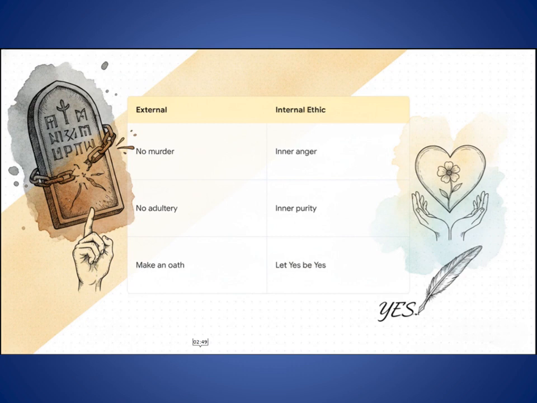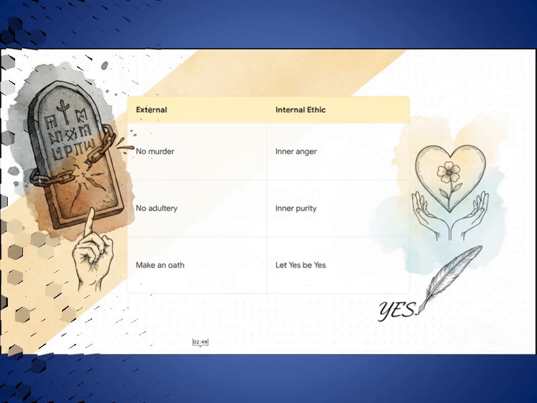Where the old rules said, do not murder, Jesus steps in and says, actually, you need to deal with your inner anger, basically equating anger to murder of the heart. Instead of just avoiding the physical act of adultery, he demands inner purity, stating that even a lustful look is a violation. And rather than making these elaborate oaths just to prove you're telling the truth, he simply says, just let your yes be yes. At the end of the day, your heart and your absolute baseline integrity are what matter most.